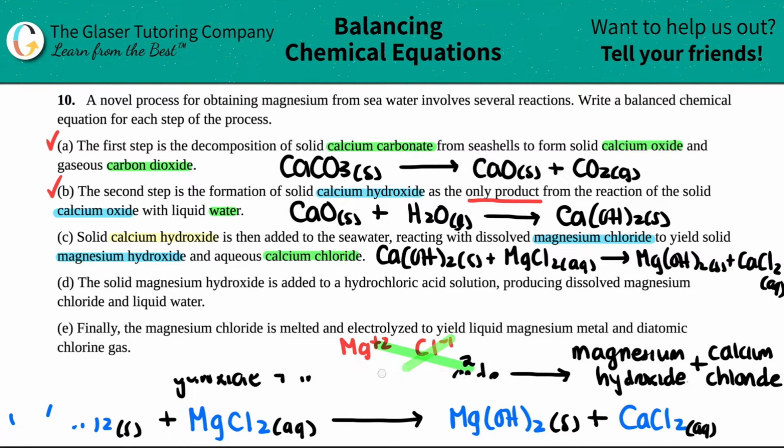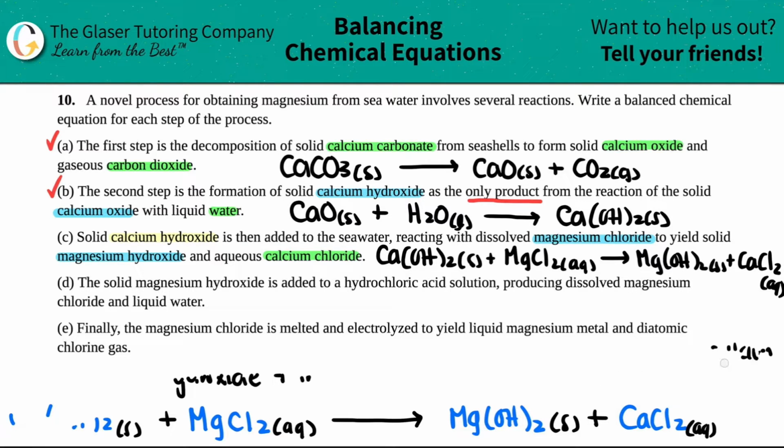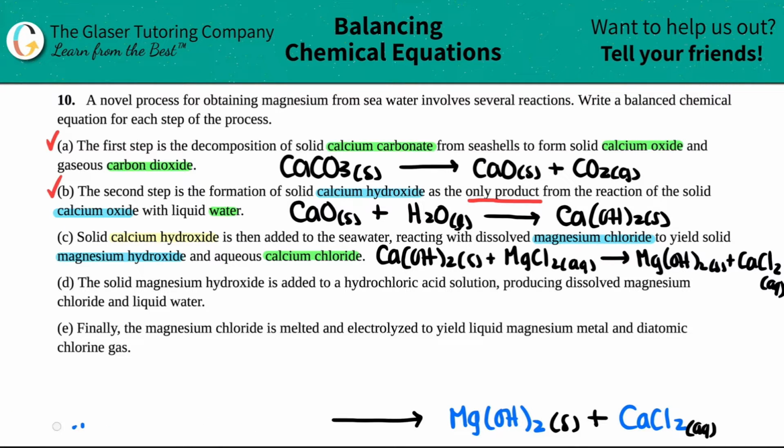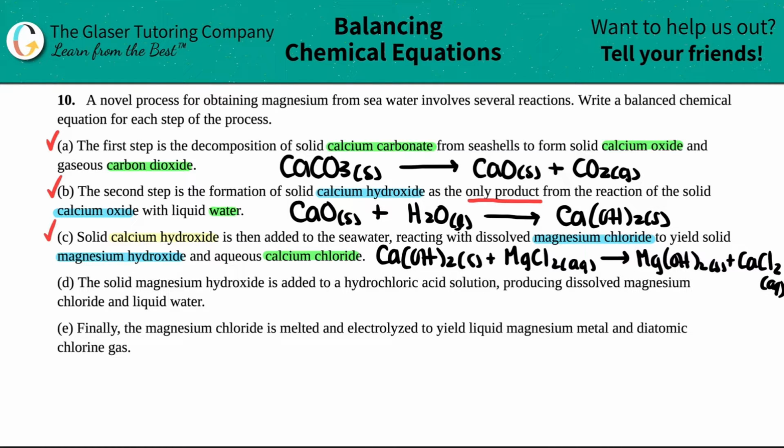Whew, okay, so I could just erase maybe a little bit up here, but I'm basically almost done. All right, guys, we are almost there. So C is all done. Let's move on to D. That one was a big one. So check off C. D says now the solid magnesium hydroxide that we made before is added to hydrochloric acid solution, producing dissolved magnesium chloride, so dissolved magnesium chloride, and liquid water.